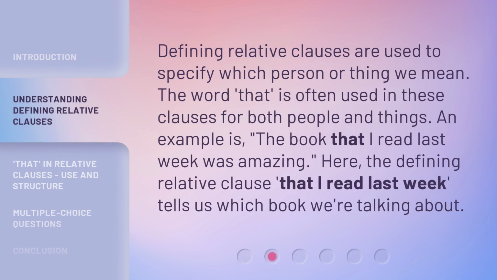Defining relative clauses are used to specify which person or thing we mean. The word that is often used in these clauses for both people and things. An example is, the book that I read last week was amazing. Here, the defining relative clause, that I read last week, tells us which book we're talking about.